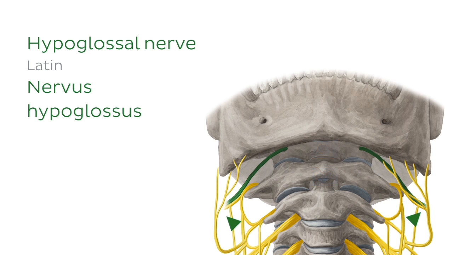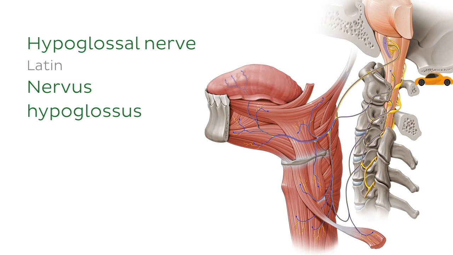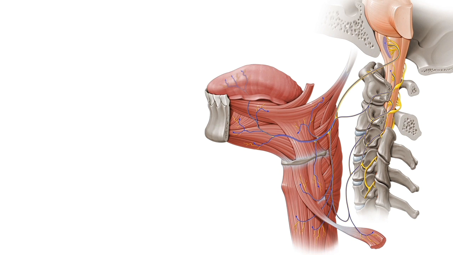Importantly, these fibers do not combine with the hypoglossal nerve, but just travel within the sheath of the hypoglossal nerve. Think of them as hitching a ride with the hypoglossal nerve to reach their targets, which are the infrahyoid muscles. So let's now have a look at how the combination of these nerve fibers within the hypoglossal nerve are involved in the innervation of the infrahyoid muscles.